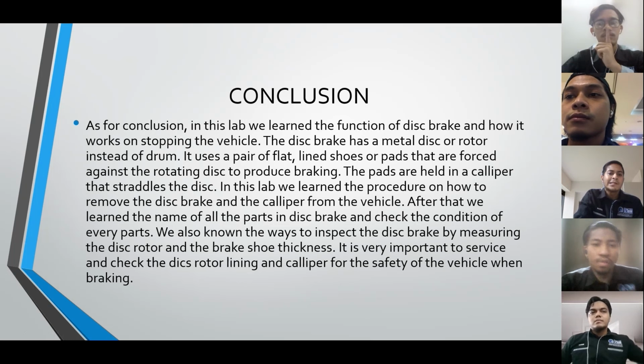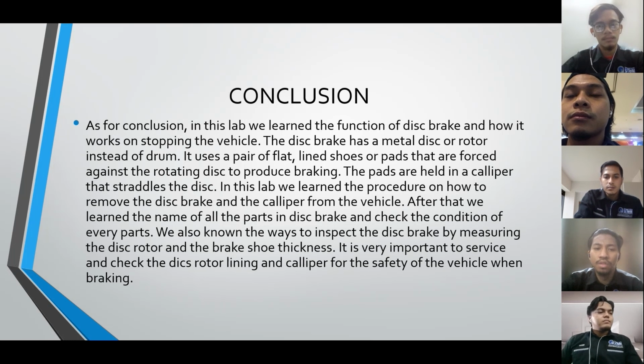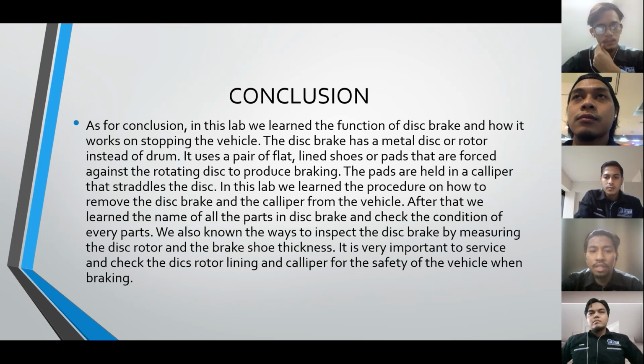So as for our conclusion, in this lab, we have learned the function of the disc brake and how it works in stopping the vehicle. The disc brake has a metal disc or rotor instead of a drum. It uses a pair of flat-lined shoes or pads that are forced against the rotating disc to produce braking. The pads are held in a caliper that's threaded in the disc.